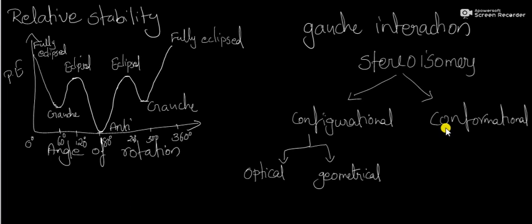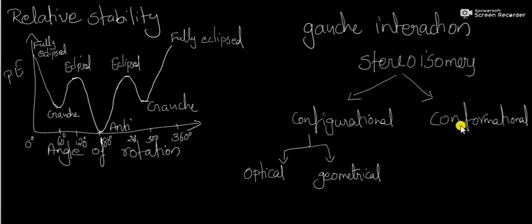So here we discuss conformational isomerism. We know that stereoisomers can be classified into two categories. One is configurational isomer, the second is conformational isomer. Configurational isomers can again be classified into optical isomers and geometrical isomers. Optical isomers we discussed in previous classes. Here we discuss conformational isomers.